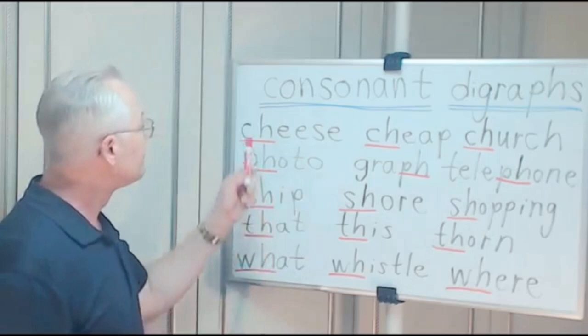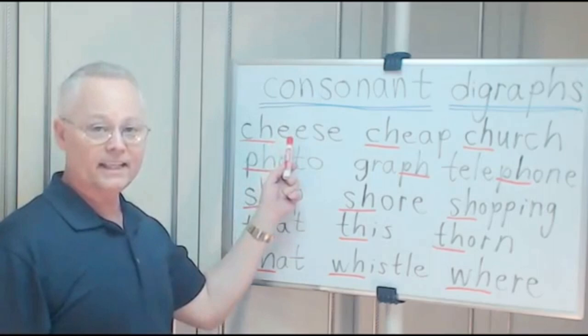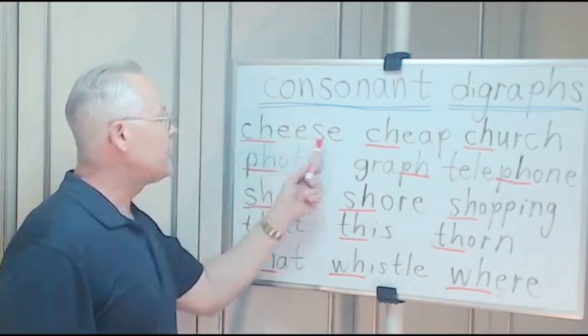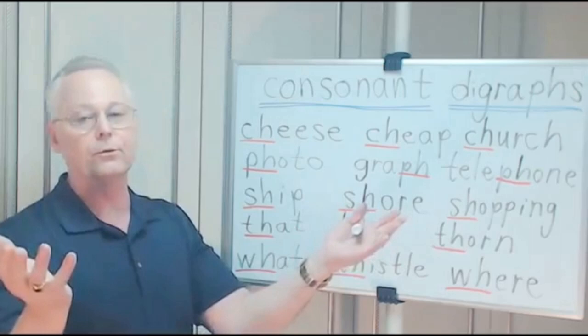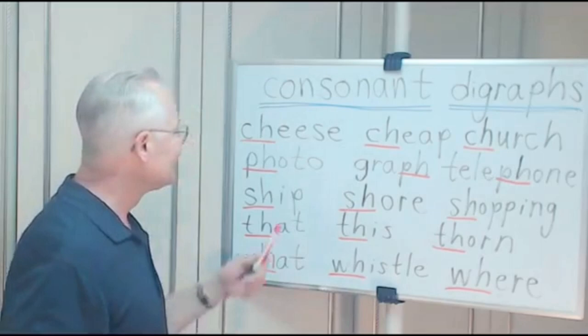Let's look at these words. We've got ch, ee is e. S sounds like s, s, e. Cheese. You know what cheese is. It's a dairy product made from milk, from the cows, the cream. There's a process. I love cheese. Swiss cheese, that's my favorite.